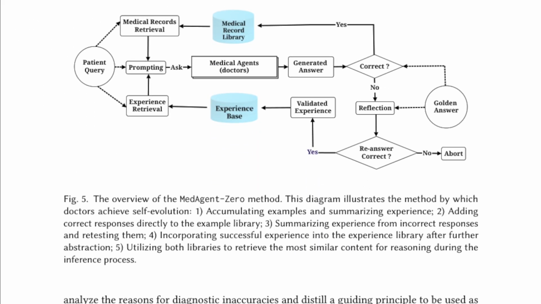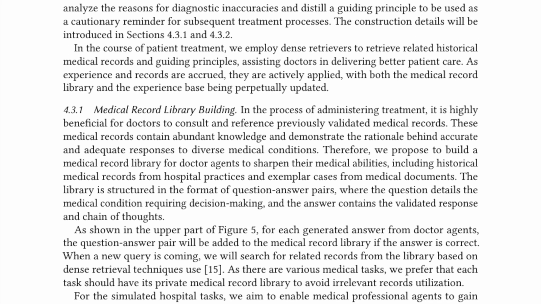This diagram illustrates the method by which doctors achieve self-evolution. 1. Accumulating examples and summarizing experience. 2. Adding correct responses directly to the example library. 3. Summarizing experience from incorrect responses and retesting them. 4. Incorporating successful experience into the experience library after further abstraction. 5. Utilizing both libraries to retrieve the most similar content for reasoning during the inference process. The construction details will be introduced in sections 4.3.1 and 4.3.2.